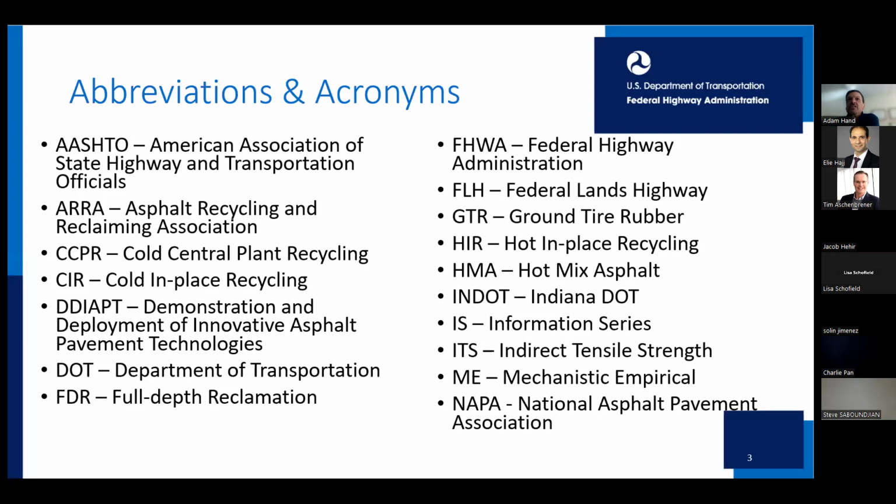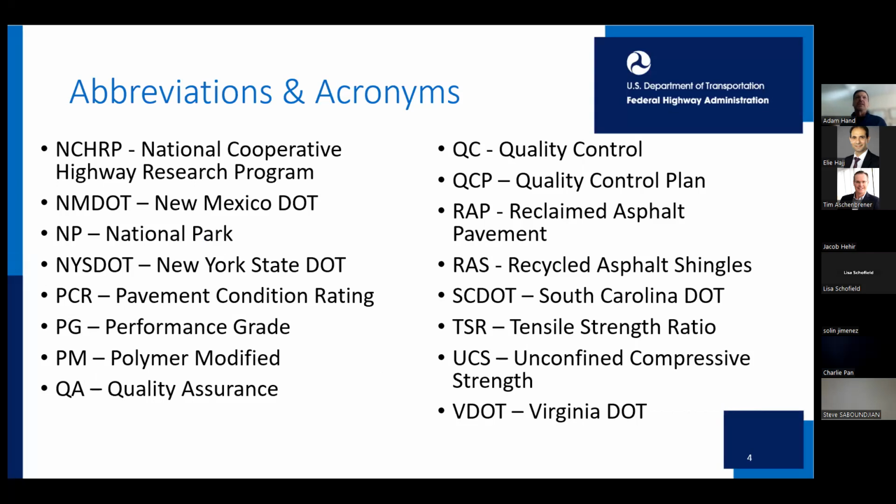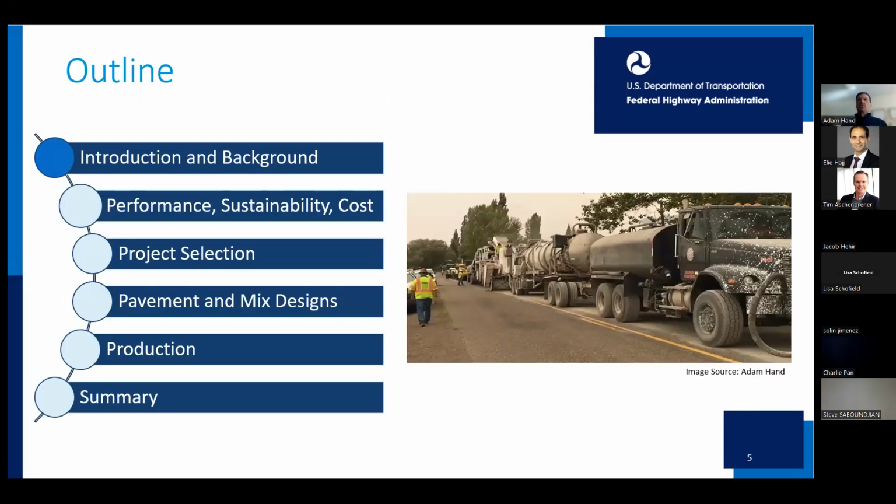The next slide here is abbreviations, and I think these are probably familiar to most of you. A couple that I'll highlight along the way, just so that when you see some slides, some are going to get used a lot: INDOT is Indiana DOT. We've got New Mexico DOT, which is NMDOT, New York State DOT, NYSDOT, South Carolina DOT, which is SCDOT, and Virginia DOT, which is VDOT. Again, I want to make sure those were familiar to you, because we'll use those quite a bit in the presentation.